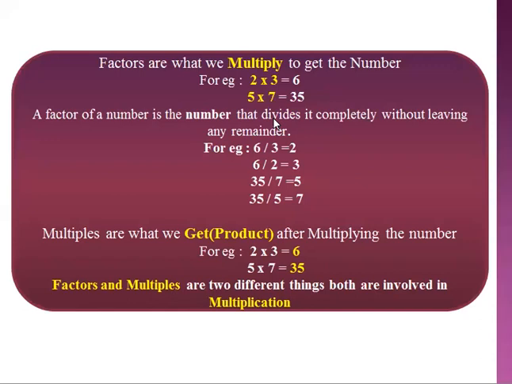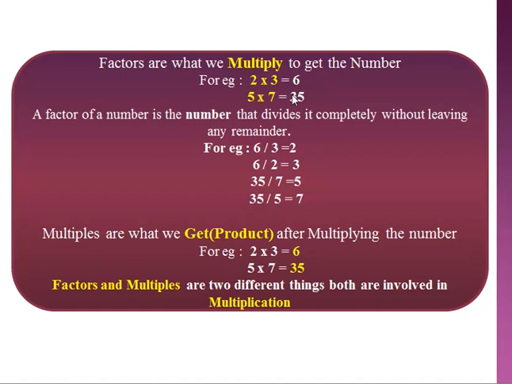So till now we got to know the real life applications. Now let's go through the lesson, where we get to know what the factors are and what the multiples are. Factors are what we multiply to get the number. For example, to get the number 6, what should we multiply? We can multiply 2 threes are 6 or 3 twos are 6. So 2 and 3 are the factors of 6.